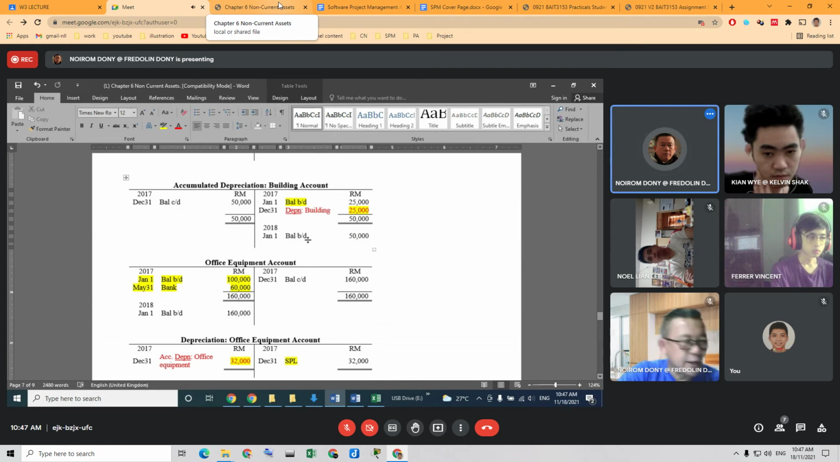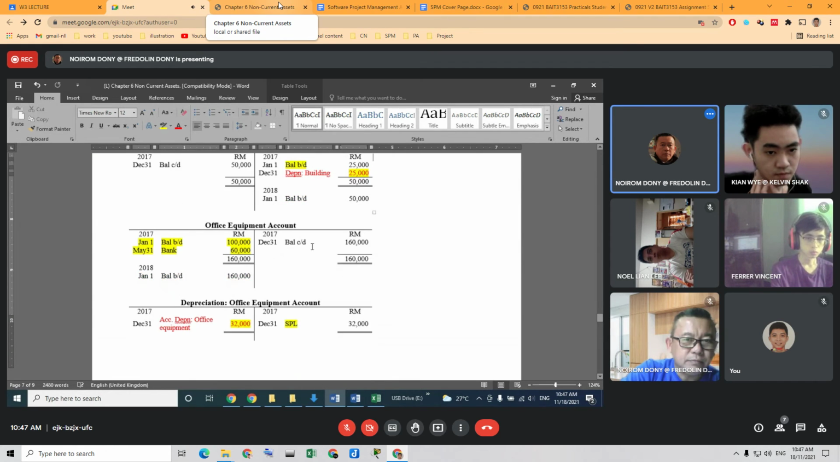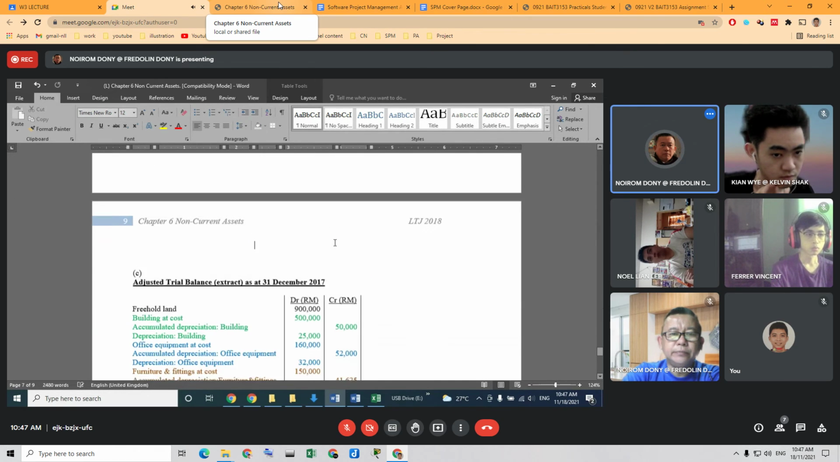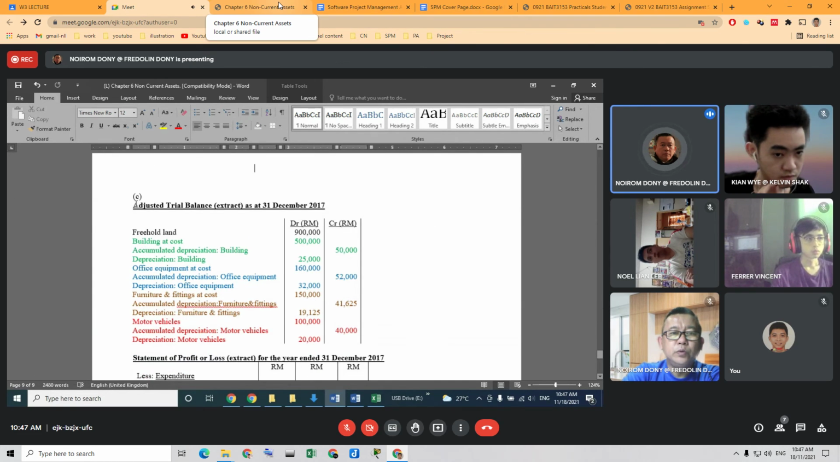Okay, is it clear? Now, if it's clear, then the next thing is we do the adjusted trial balance. So this is an extract, meaning you don't have a full version. That's why we don't have the total value, because if we have total value, it will not balance, because we don't have the full version of the trial balance. So I'm just showing you how you record in the adjusted trial balance.